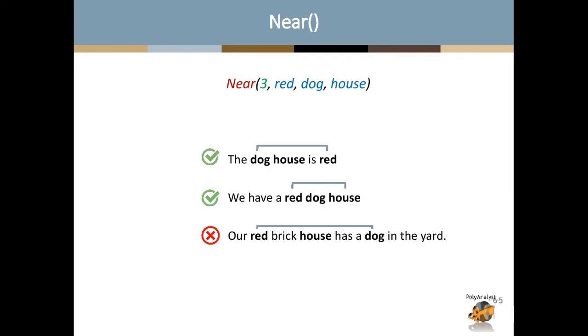So we can see here, dog and red are within that distance, red and house are within that distance, and red and dog in the final sentence is not within the specified distance. Notice how distance is being measured. It's between the first word found and the last word found. That is what we're measuring by that 3 there. If we bump that 3 up to a 5, however, now we can match that last sentence because we've increased the distance between the first and last word. And now we can capture our red brick house has a dog in the yard.